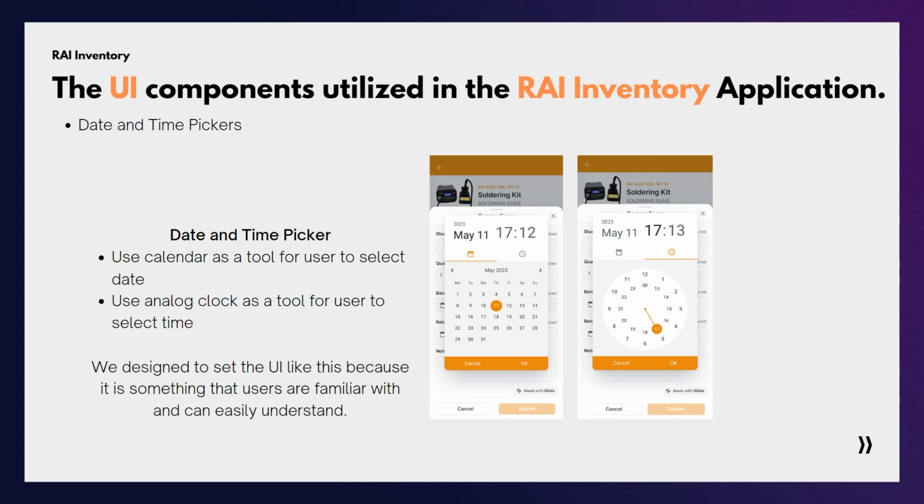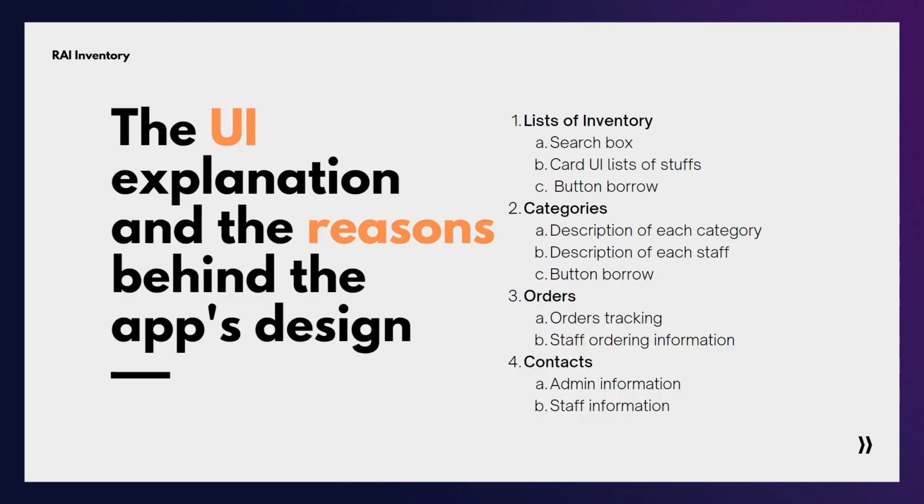The date and time picker. We decided to use a calendar and an analog clock since the UI is easy to understand and users are familiar with it and can understand it very easily the first time they see it. The UI explanation and the reason behind our app's design.